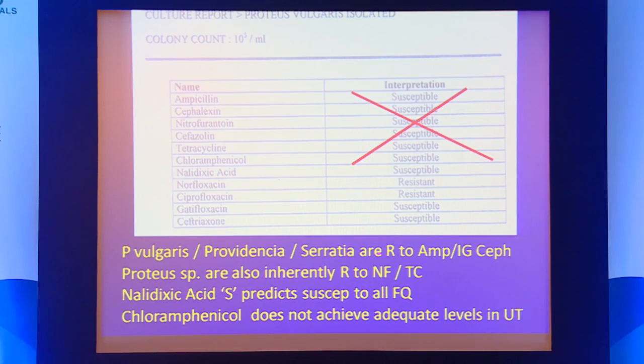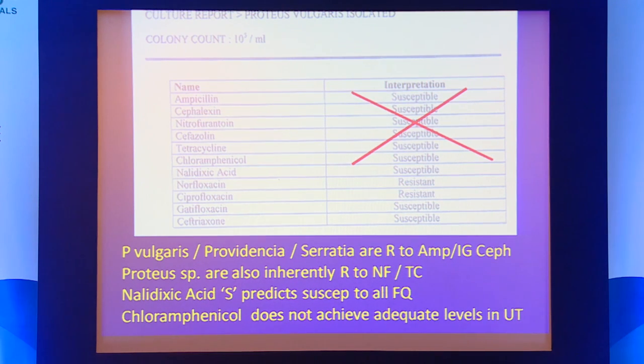This one gives the answer. Proteus, Providentia, Serratia are resistant to ampi and first generation cephalosporins. Proteus are also inherently resistant to nitrofurantoin and tetracycline. Nalidixic acid sensitivity predicts susceptibility. Please remember, nalidixic acid is a first generation fluoroquinolone. So this one, surprisingly, it says nalidixic acid susceptible, but says ciprofloxacin and norfloxacin resistant. So that doesn't fit. So one of them is wrong. So normally, if it is nalidixic acid susceptible, you can boldly use other quinolones.